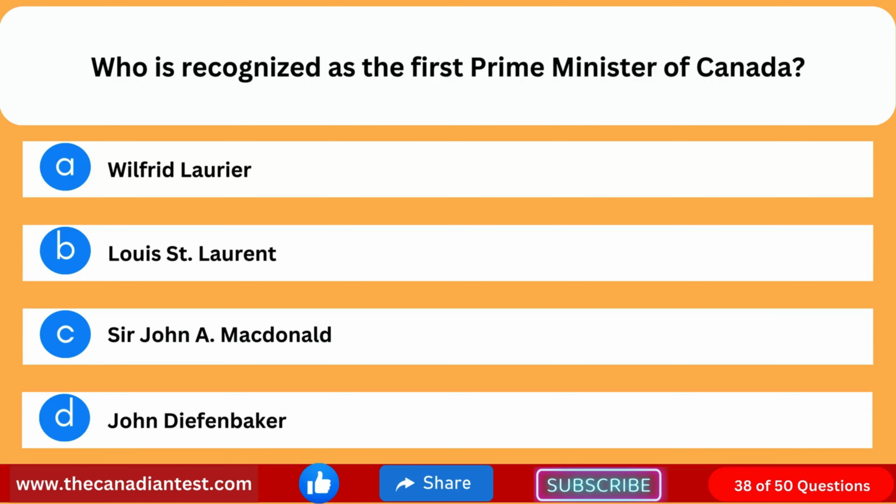Who is recognized as the first Prime Minister of Canada? Option A: Wilfrid Laurier. Option B: Louis St. Laurent. Option C: Sir John A. Macdonald. Option D: John Diefenbaker.